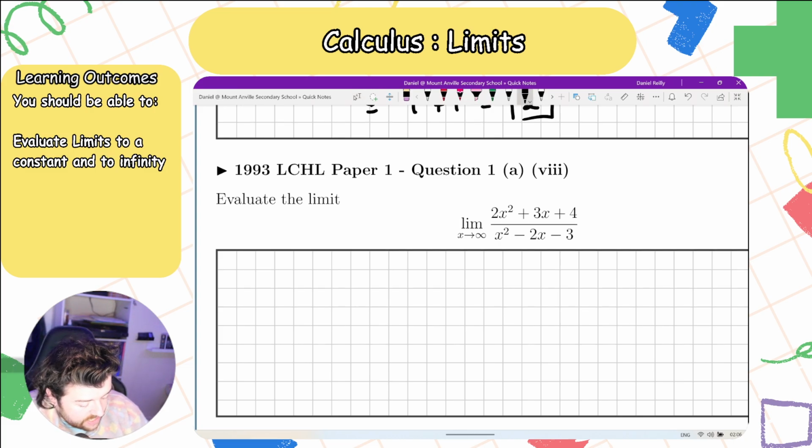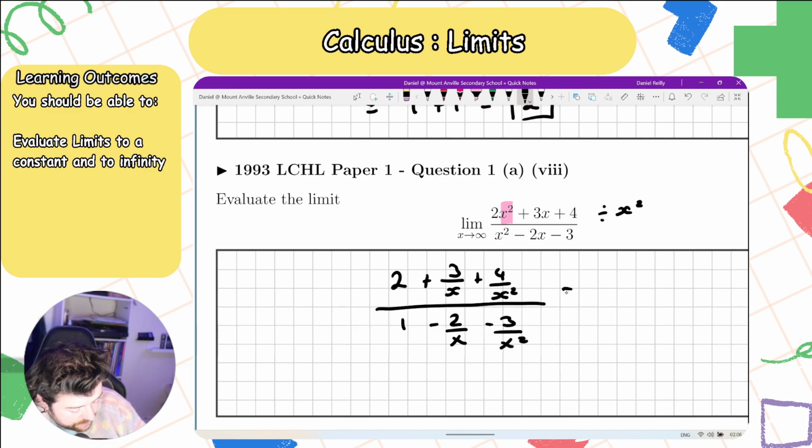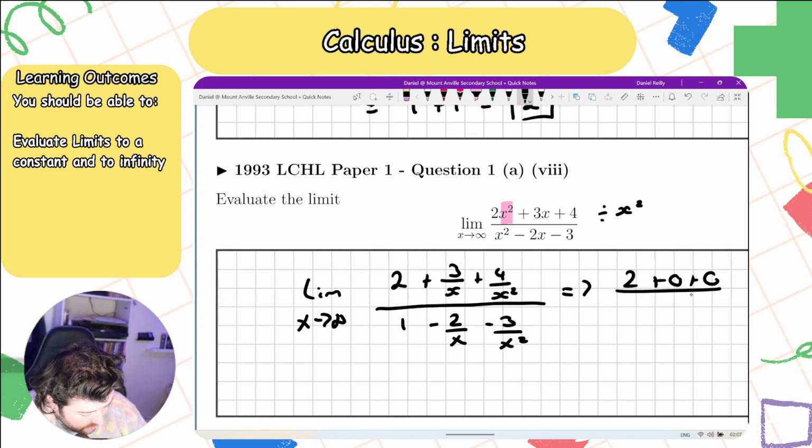To find the limit as x goes towards infinity, I see here that x squared is the biggest power of x, so it's going to be 2 plus 3 over x plus 4 over x squared, all over 1 minus 2 over x minus 3 over x squared. And that's the limit as x tends towards infinity. That's going to be 2 plus 0 all over 1 minus 0. All of these terms go to 0. So I'm just left with 2 over 1.